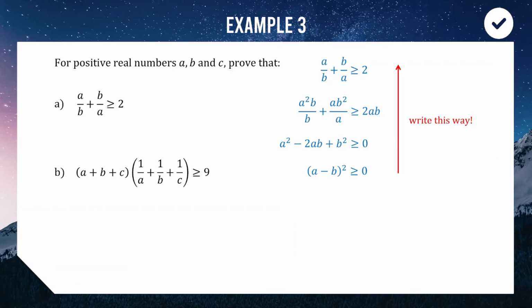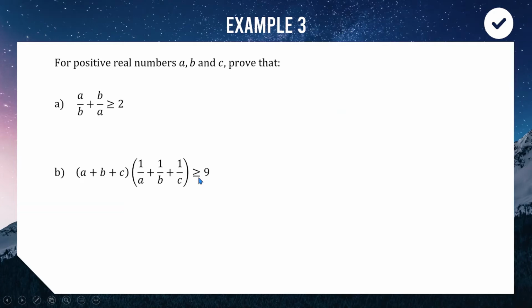All right, now hopefully that's going to be a useful fact in proving part B, where we have a plus b plus c outside of the reciprocal sum together greater than or equal to 9. All right, let's have a think about this one. The first thing we're going to do is just expand it out and see what happens. That's what this blue line here is.